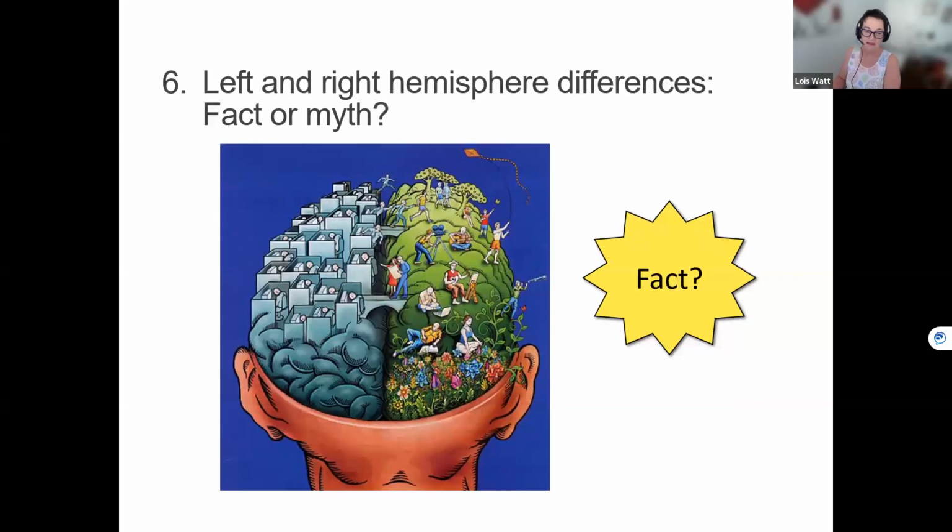Okay, this next fact is about the left and right hemispheres, and is it a fact or a myth that we have this sort of straight down the line?